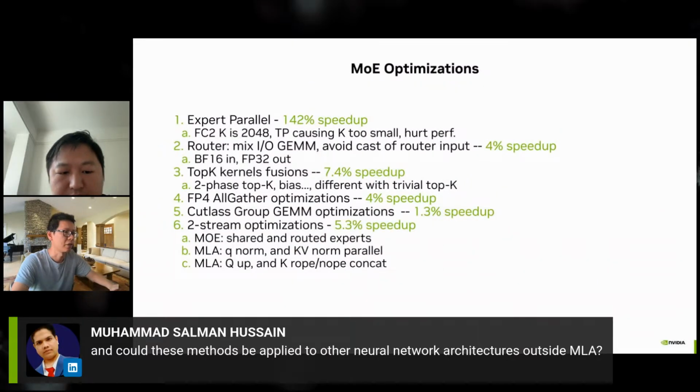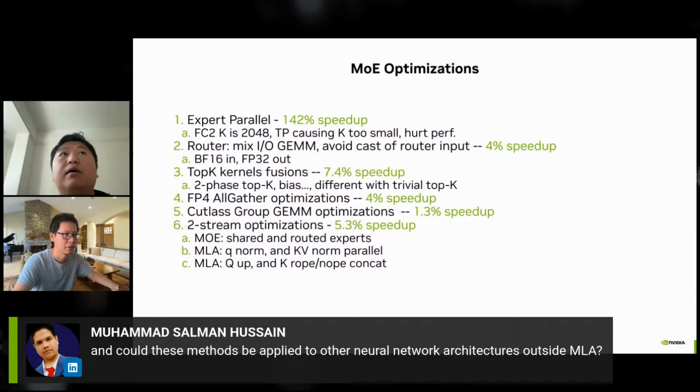There is also another question online: could this method be applied to other neural network architectures outside MLA? I think all the optimizations we did on the group GEMM and MoE group GEMM, and also the horizontal fusion on the GEMM side, we can apply to other networks as well, as long as this is not an MLA-specific optimization.